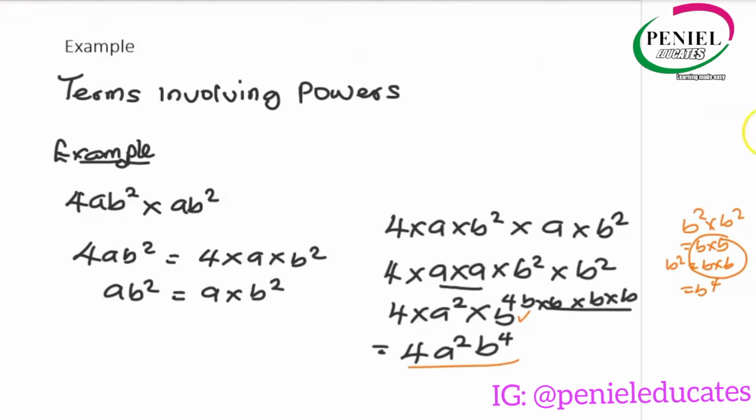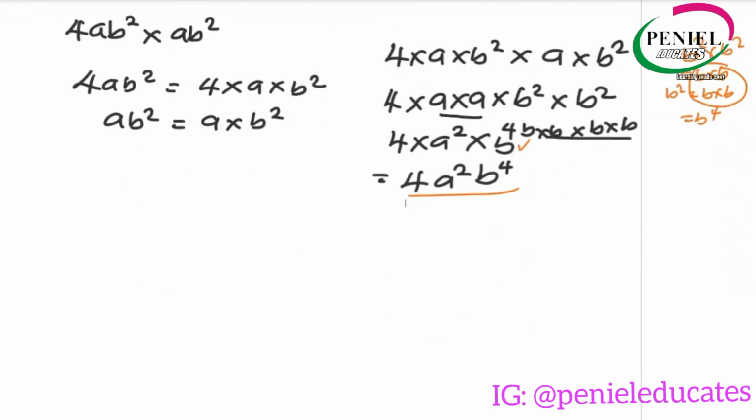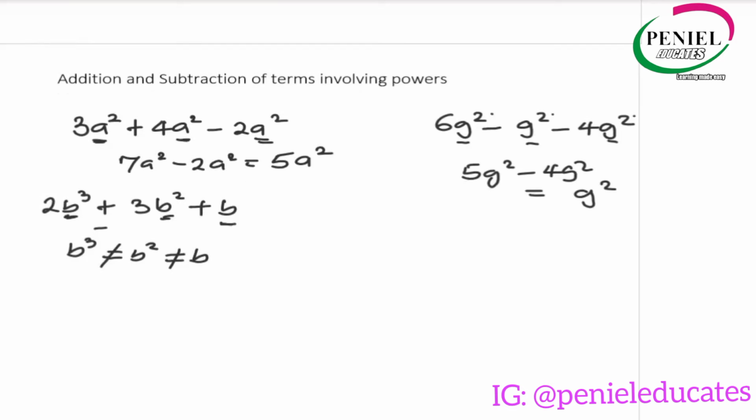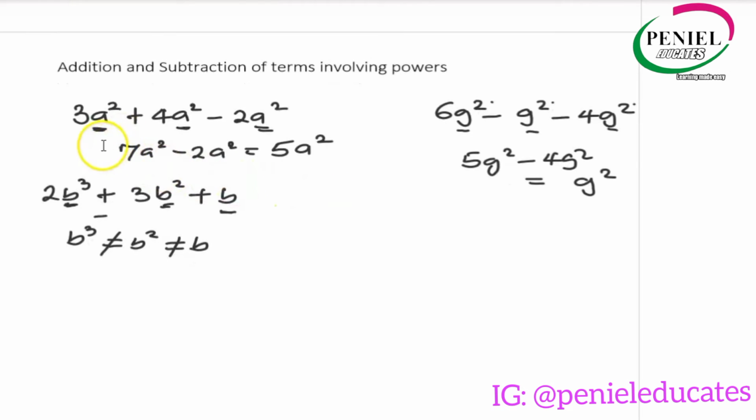That is examples involving powers. All right, so we also look at addition and subtraction of terms involving powers. We have 3a squared plus 4a squared minus 2a squared. In this you need to bring together the ones that have the same terms: 3a squared, 4a squared and minus 2a squared all have the same.